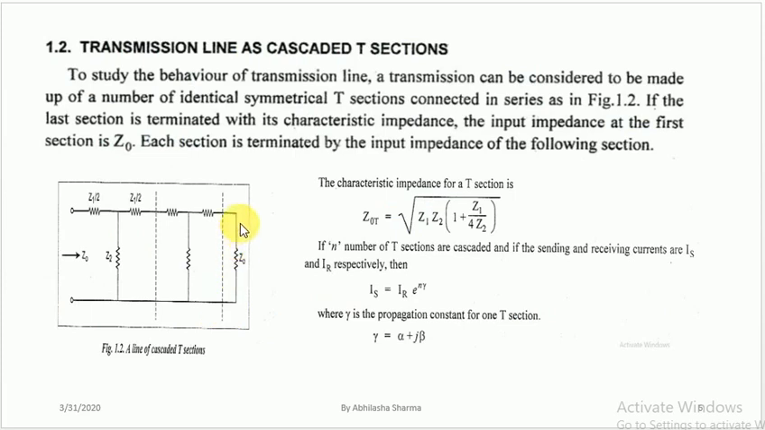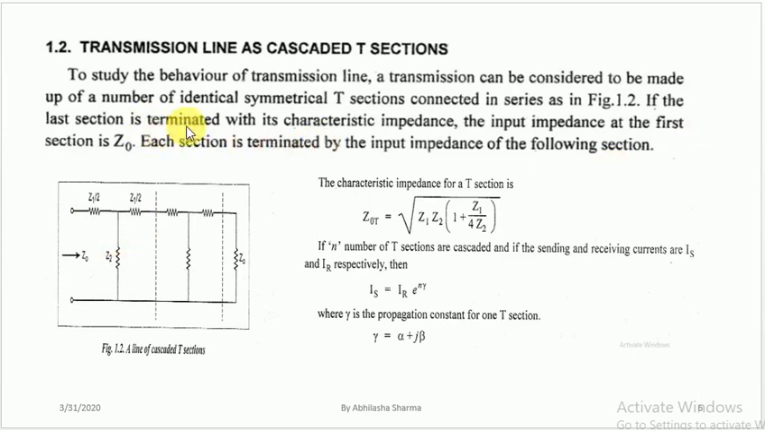Yes, so next we will move towards the behavior of the transmission line. For understanding the behavior of the transmission line, here we just assume the distributed parameters are used for this transmission line. So to study the behavior of a transmission line, it can be considered to be made up of a number of identical symmetrical T sections, like Z1 by 2, Z1 by 2, and this one is the Z2 that is shown in this figure.